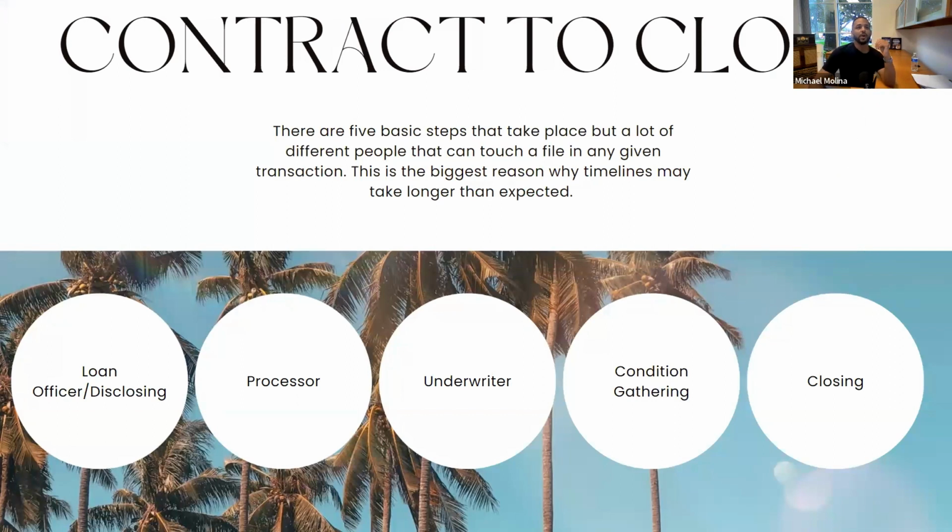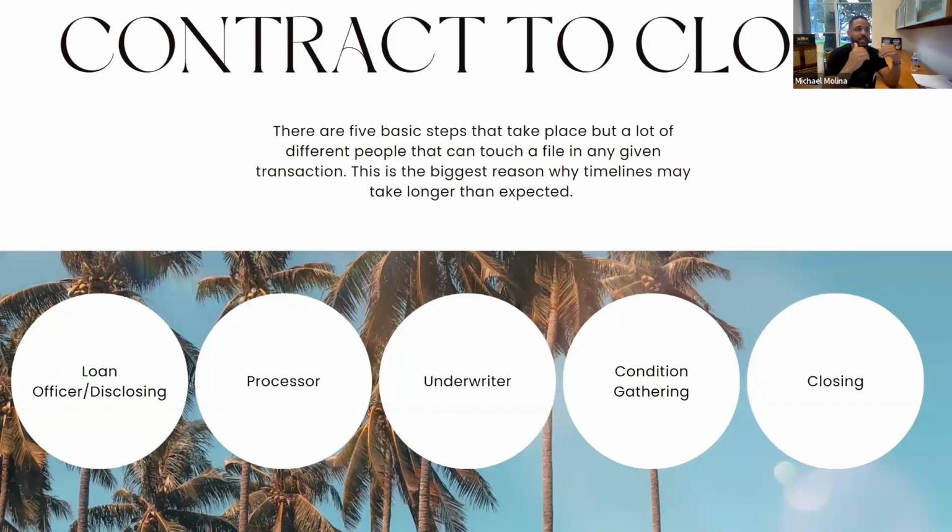So contract to close. This is a very basic outline of what it kind of looks like once we go under contract. But I'm really going to break down everything step by step here. I just didn't want to make 5 separate slides for that.